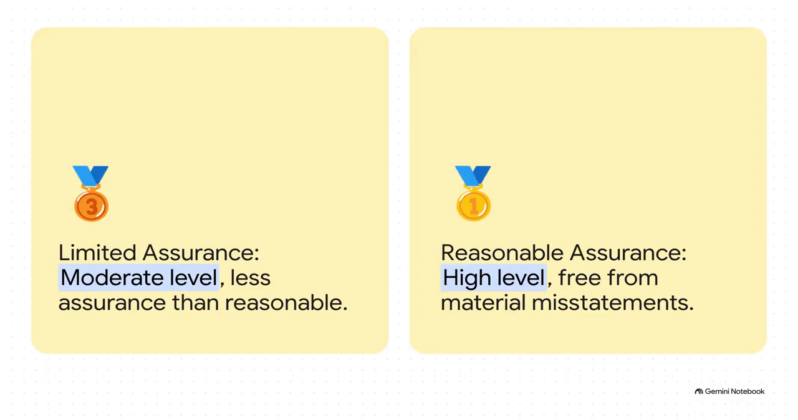You'll generally run into 2 types of assurance. First is limited assurance, which gives you a moderate level of confidence. But then you have reasonable assurance. That's the gold standard. It provides a high level of confidence and demands significantly more substantive testing to guarantee the information is truly free from material misstatement.